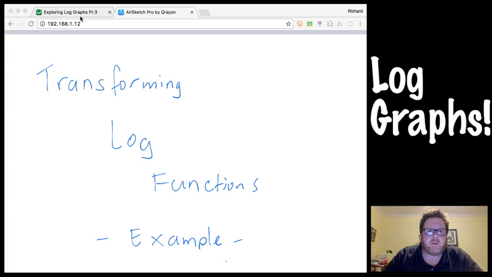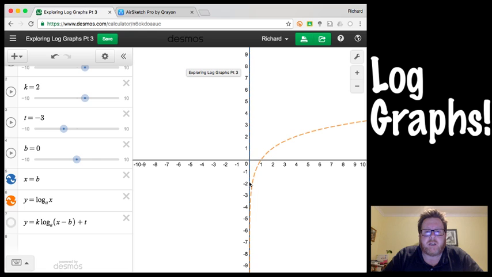Just to remind you what it looks like, the basic log function looks like this. It cuts through the x-axis at 1. So when x equals 1, y equals 0. To the left of that point, we have the graph descending to negative infinity. And from that point to the right, we have the log graph ascending not so rapidly, but it does ascend to positive infinity. So a rapid descension here and a gradual ascension here.